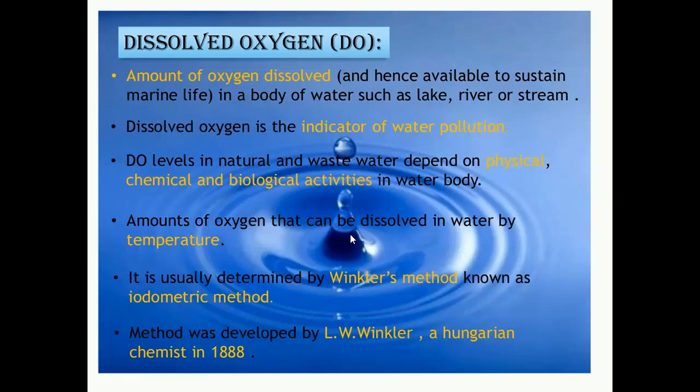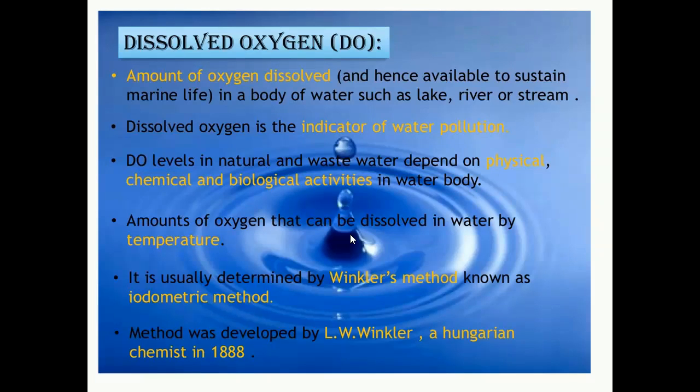Dissolved oxygen is an indicator of water pollution. Dissolved oxygen in natural and wastewater depends on chemical and biological activities in the water bodies. The amount of oxygen that can be dissolved in water depends on temperature.